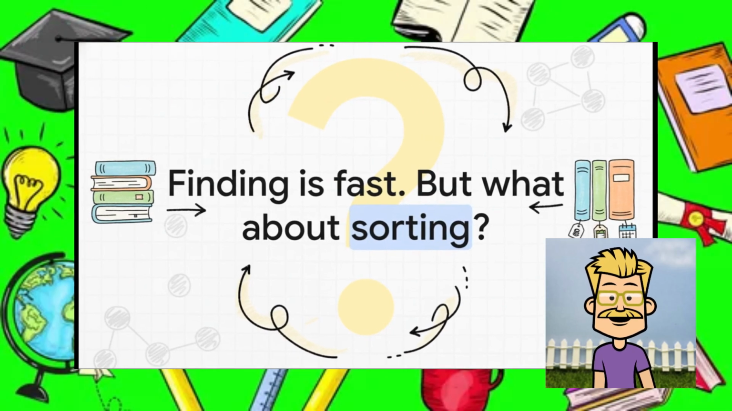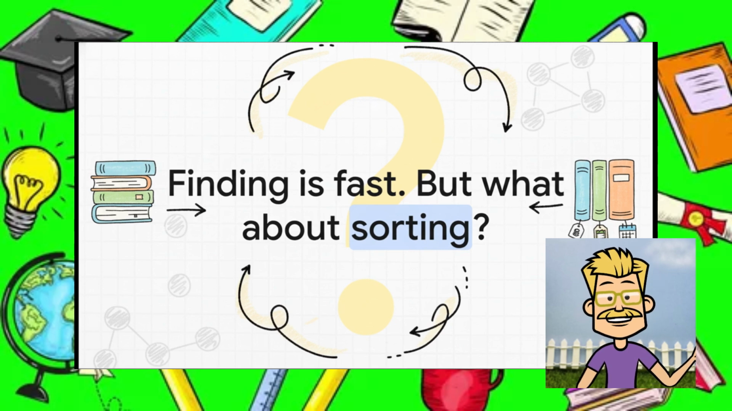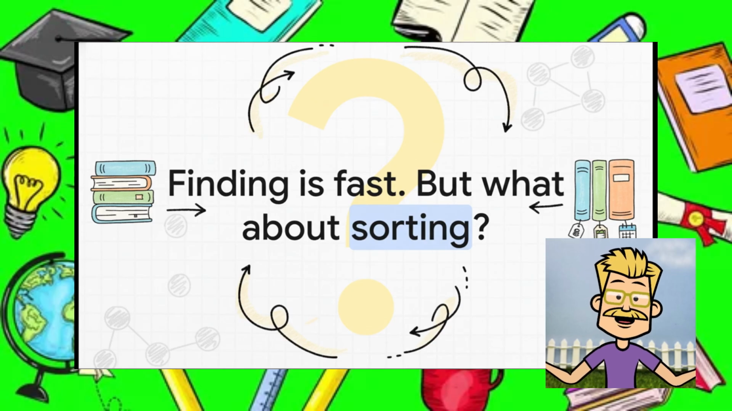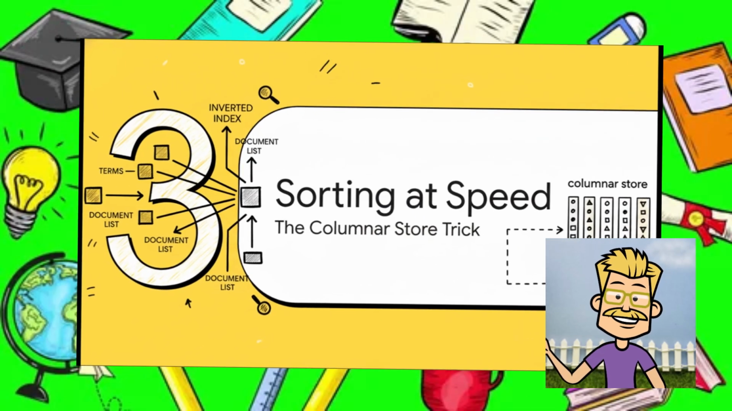Okay, great. So we found our books in literally a blink of an eye. But what about sorting? What if we want to sort them by price, from cheapest to most expensive, or by when they were published? If we have to go back and open up each of those documents just to find the price, well, we've just lost all that speed we gained. There has to be another trick up its sleeve, right? And you bet there is.